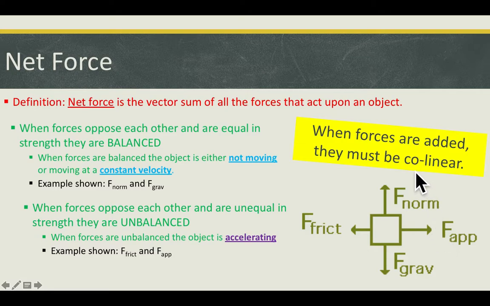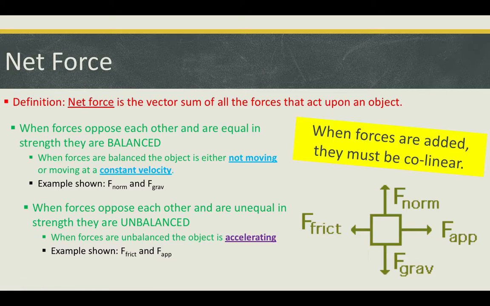Always remember that when you add forces to find net forces, you must only add forces that are collinear. We don't ever want to add the normal force to the friction force because those two are perpendicular to one another. We can add the normal force and the force due to gravity, or the friction force and the applied force. It's very important that the forces added to create net force are collinear.